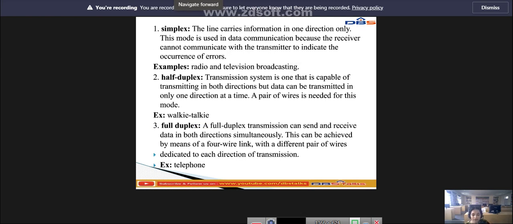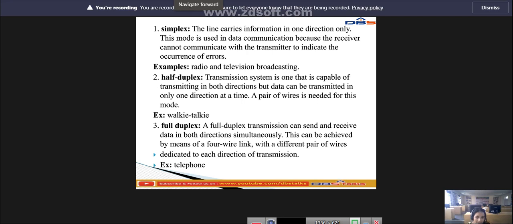So what does simplex mode mean? The line carries information in one direction only. This mode is used in data communication where the receiver cannot communicate with the transmitter to indicate the occurrence of errors. So in this mode we don't have any indication of errors.